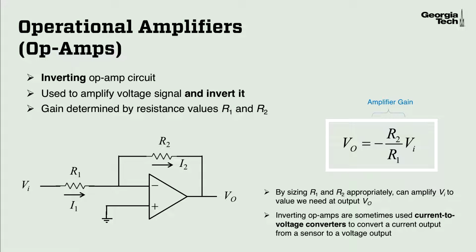A similar type of amplifier circuit is called an inverting op-amp circuit. This inverting op-amp circuit, or inverting amplifier, is used to amplify a voltage signal and also invert it.